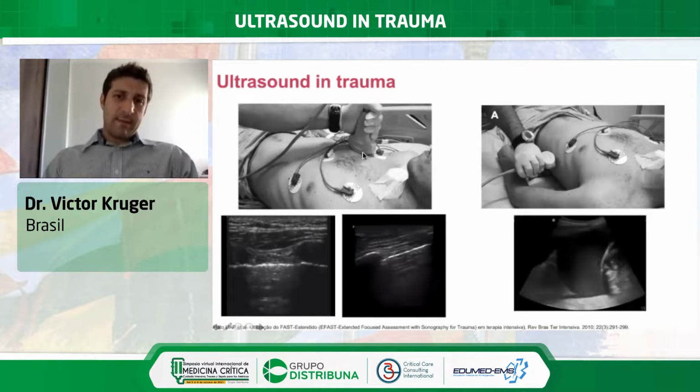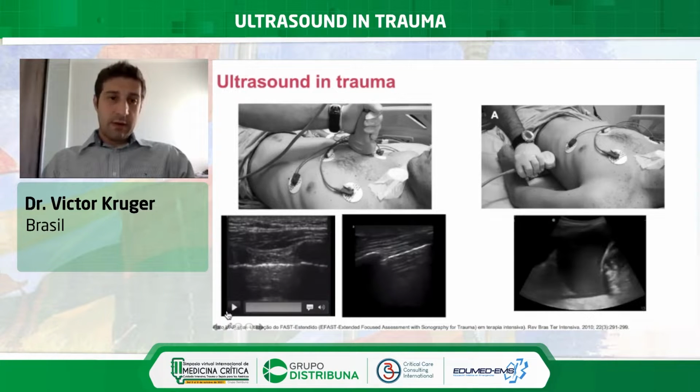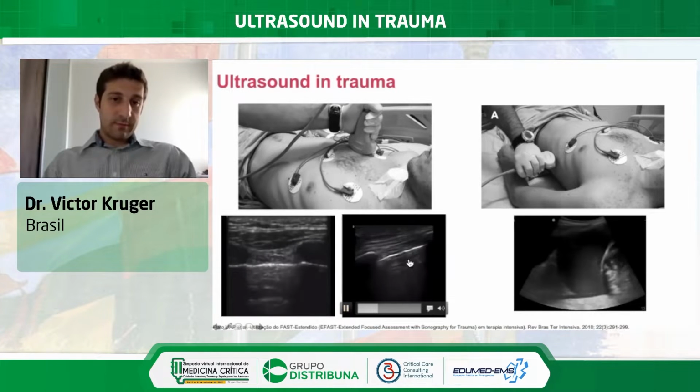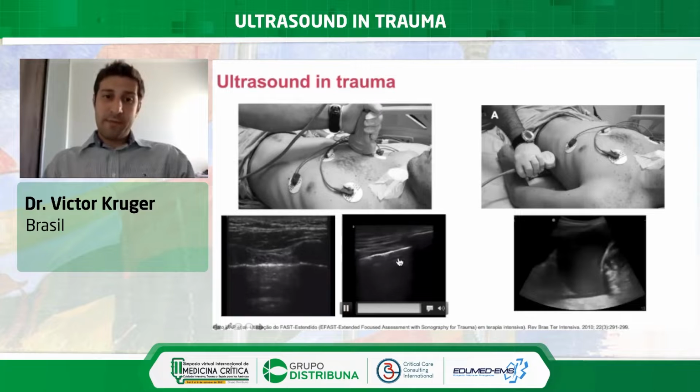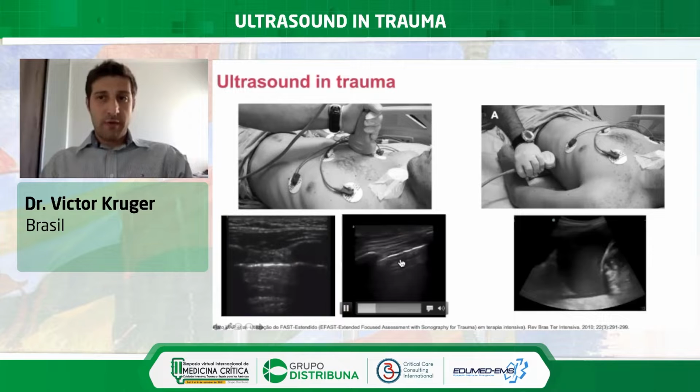We can say anterior lung windows, looking for the pleural sliding or the lung point. In this video, the pleural sliding is absent. Diagnosis of pneumothorax. In this video, we have the B lines and the pleural sliding. Diagnosis, no pneumothorax.